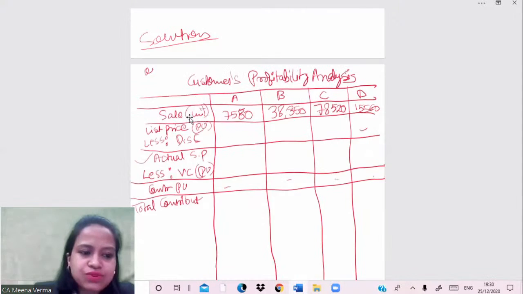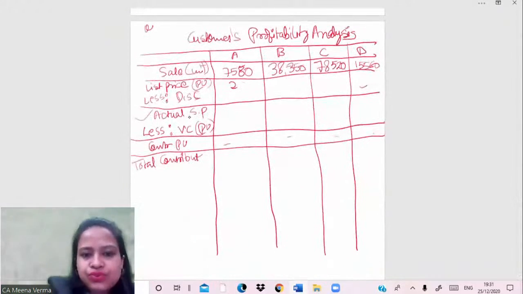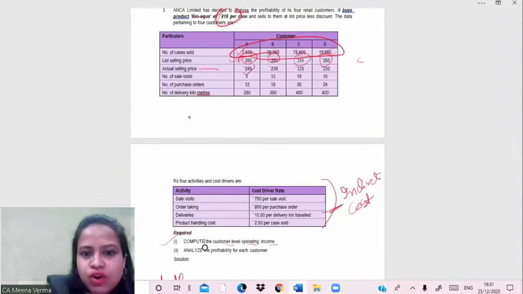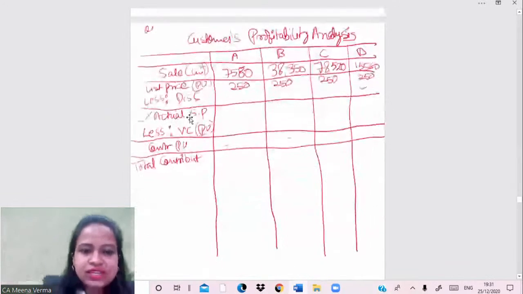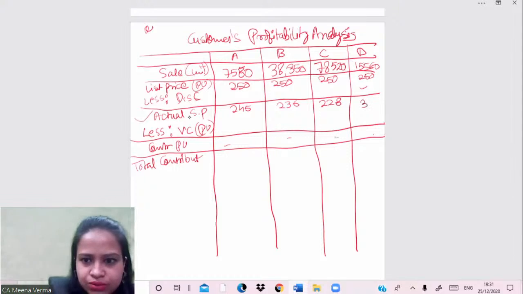Now what is the list price? What is the selling price per unit? It is given clearly, 250, 250, 250, 250 is the list price. Now what is the actual selling price? It is 245, 236, 228 and 232. Write the value of actual selling price here.